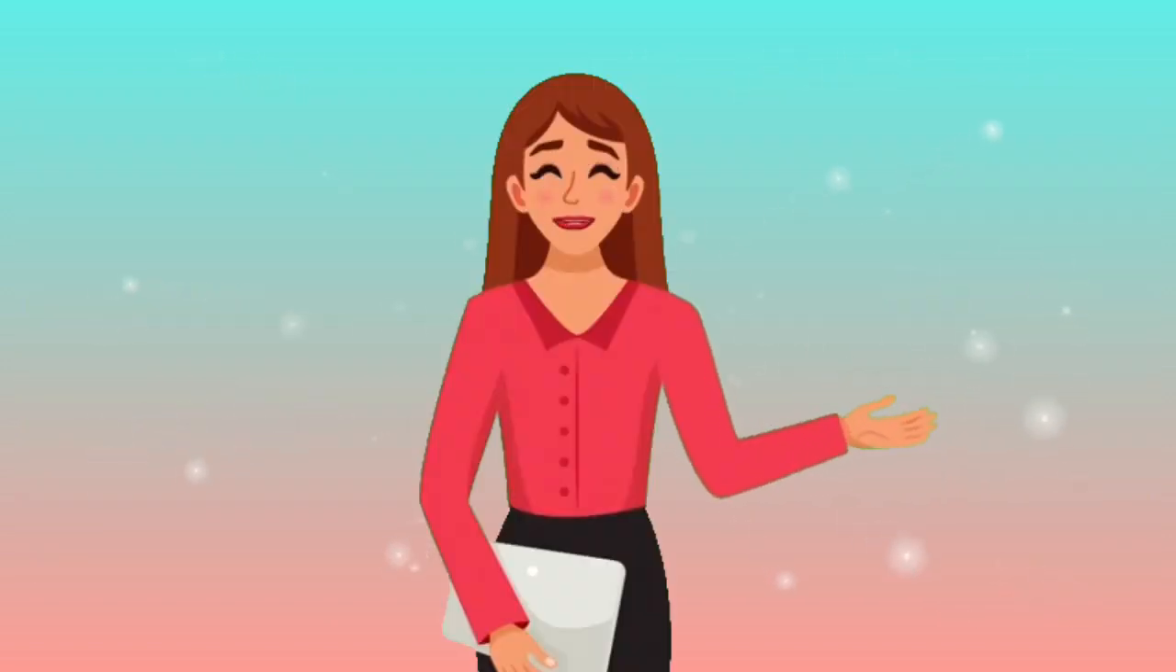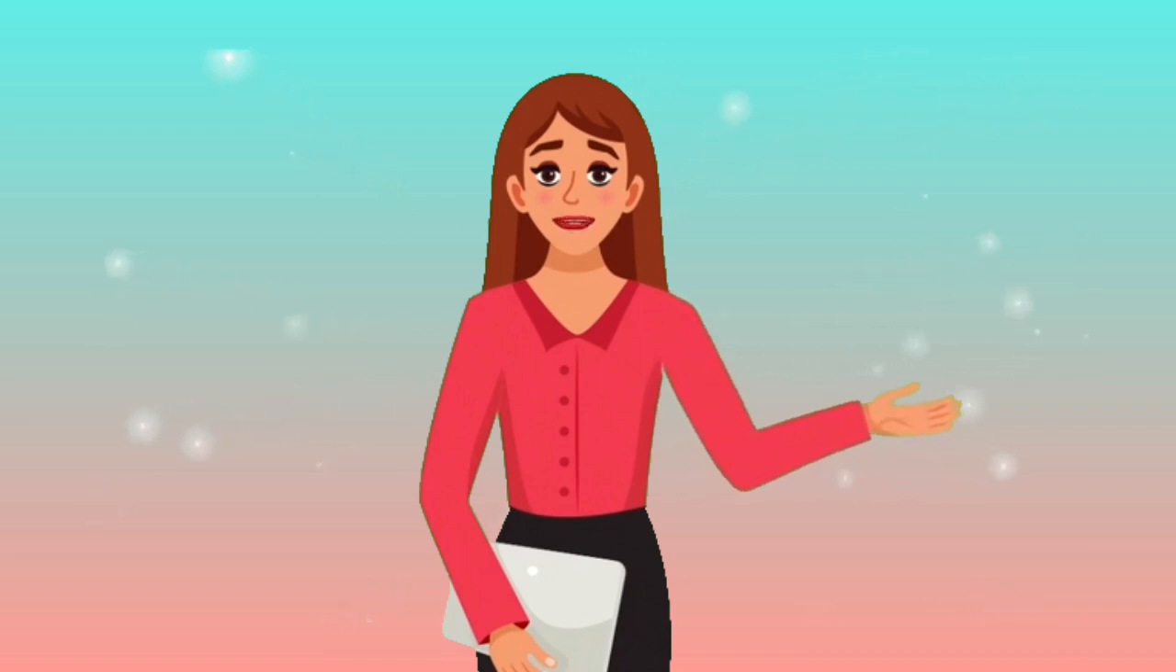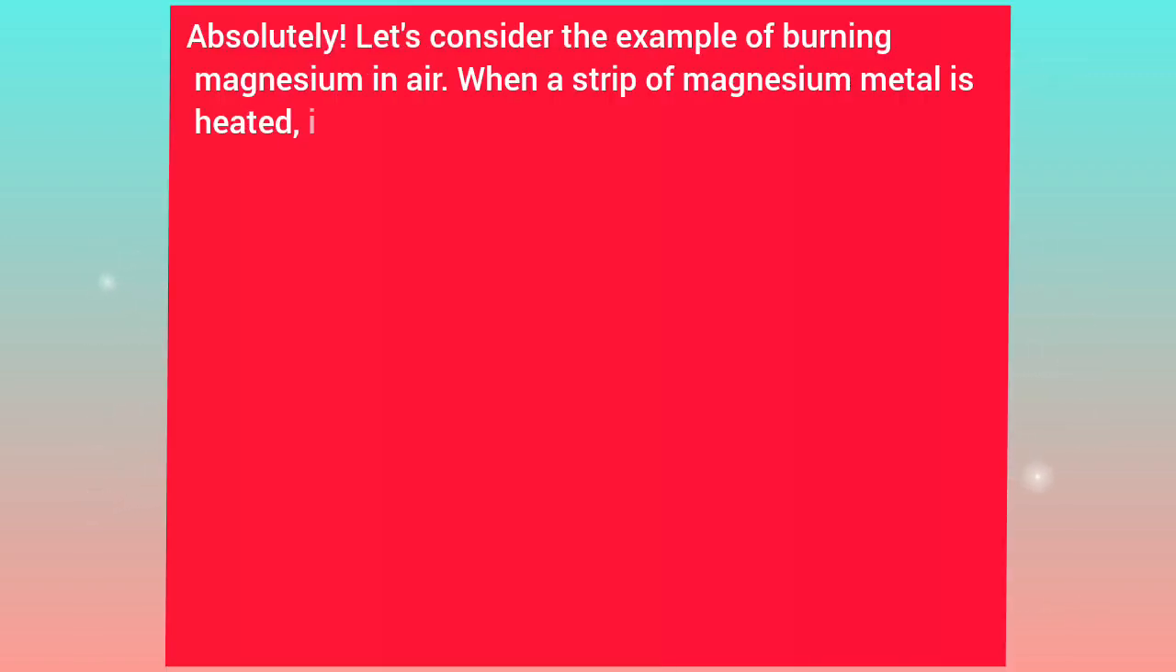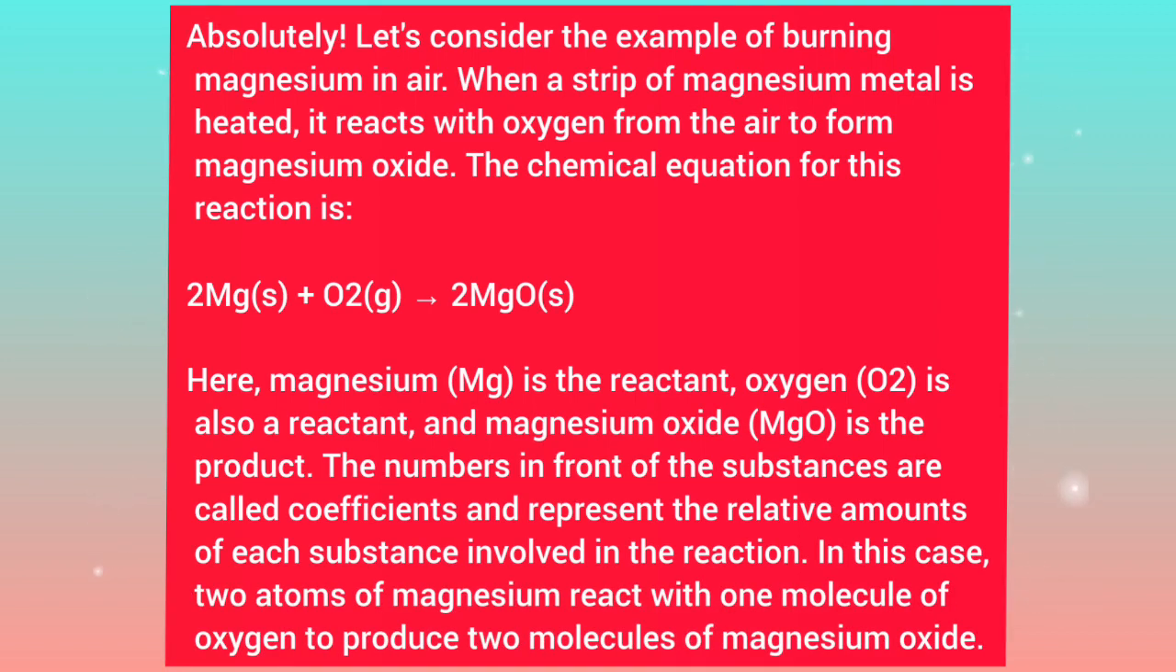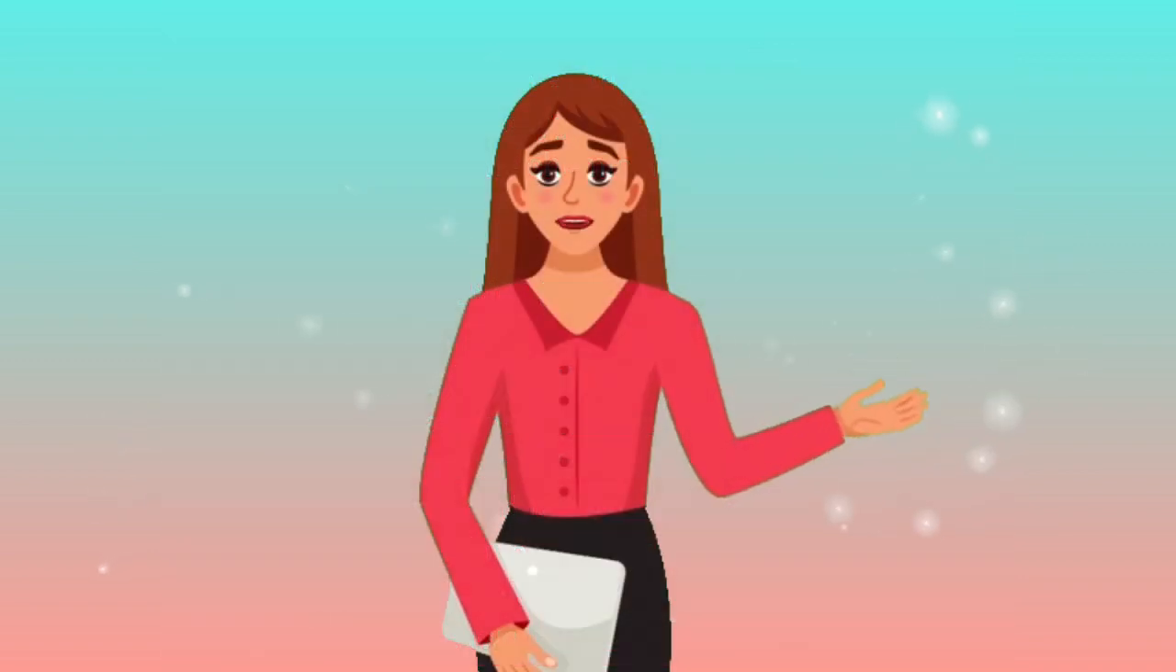Sir, so, in a chemical reaction, reactants are transformed into products by breaking and forming new bonds. Could you provide an example to help me understand this better? Absolutely. Let's consider the example of burning magnesium in air. When a strip of magnesium metal is heated, it reacts with oxygen from the air to form magnesium oxide. Magnesium, Mg, is the reactant, oxygen, O2, is also a reactant, and magnesium oxide, MgO, is the product. The numbers in front of the substances are called coefficients and represent the relative amounts of each substance involved in the reaction. In this case, two atoms of magnesium react with one molecule of oxygen to produce two molecules of magnesium oxide.